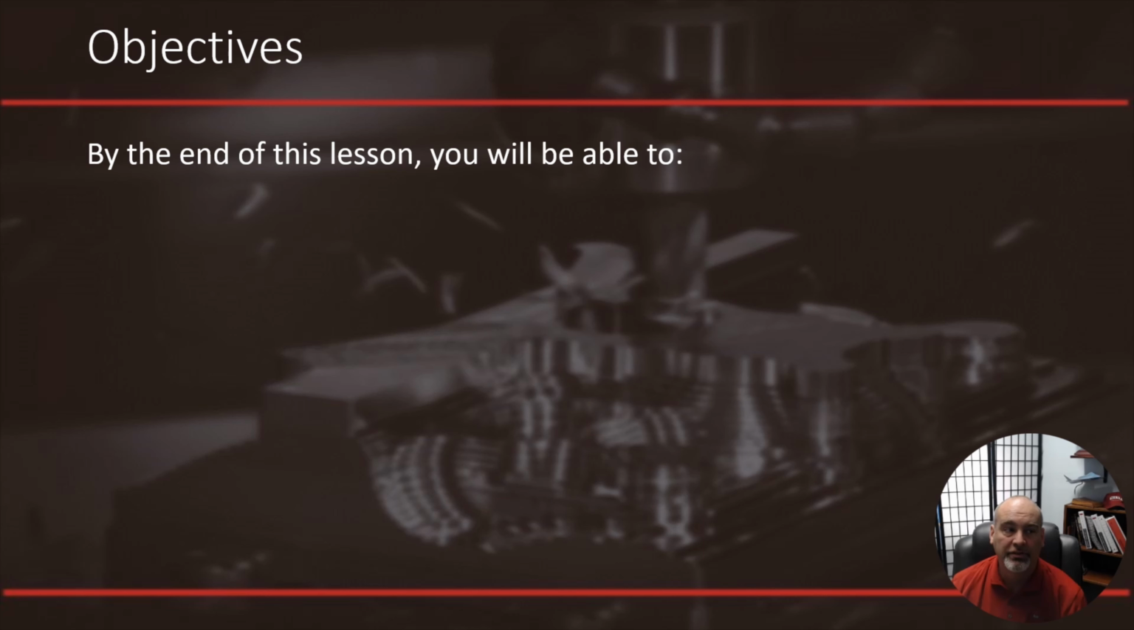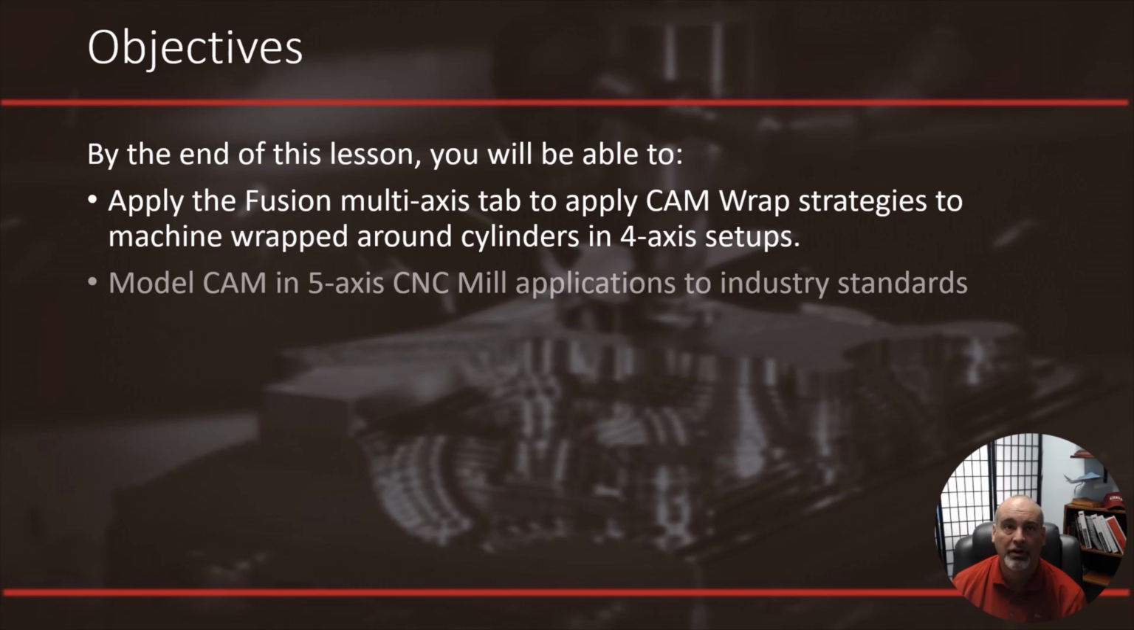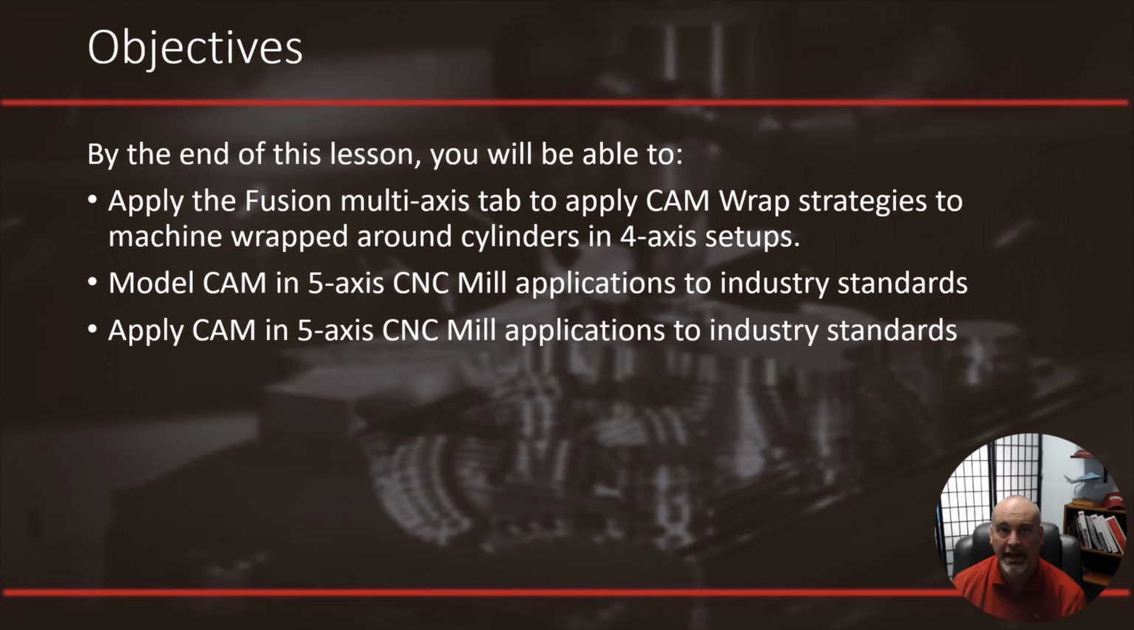The objectives of this lesson are that by the end of this lesson, you'll be able to apply Fusion multi-axis tab cam wrap strategies to machine wrapped around cylinder features in 4th axis setups, model cam and 5-axis CNC mill applications to industry standards, and apply cam and 5-axis CNC mill applications to industry standards with the activities that are coupled with this lecture.